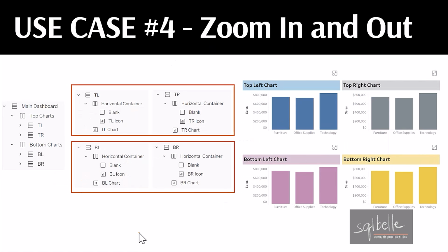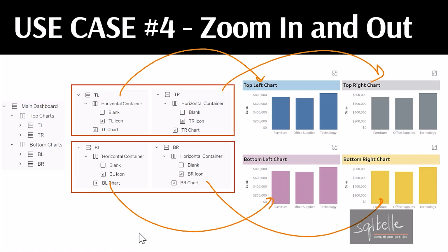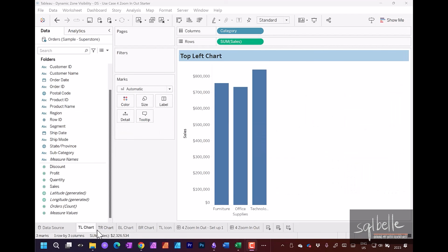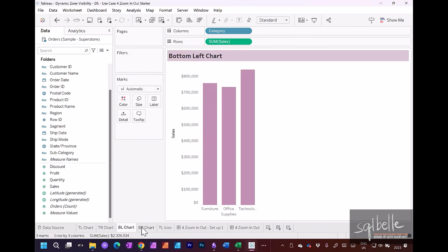Now we basically repeat the same setup 4 times. So you have a top left chart, a top right chart, a bottom left chart, and a bottom right chart. The 2 top charts are also part of another horizontal container, and the bottom charts in its own container. I've pre-created these charts so that we can focus on the zoom in and out functionalities. So here we are in Tableau. These are the 4 charts. I've named them based on their zones: top left, top right, bottom left, bottom right.